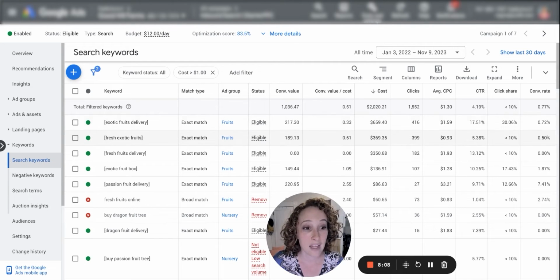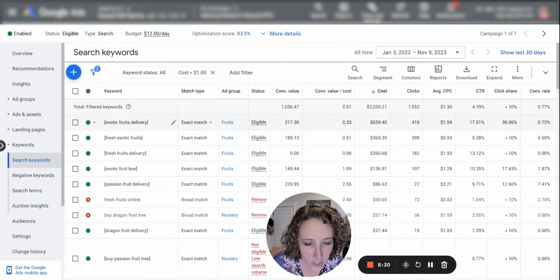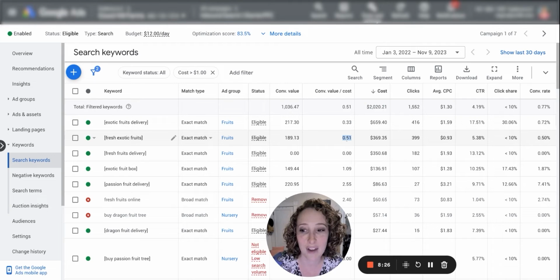But we can at least compare two keywords to each other, right? 0.72 up here, 0.5. The click-through rate is insane. And so that's going to result in a ROAS. Oh, okay. This is interesting. The ROAS on exotic fruits delivery is actually lower than the ROAS, return on ad spend, for fresh exotic fruits, even though these two numbers are different. So what could be the difference? Okay, cost per click is higher on this one and lower on that one. That makes sense, right? This is going to be higher purchase intent, so it's going to be higher competition.